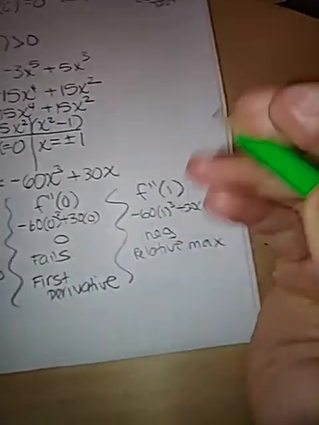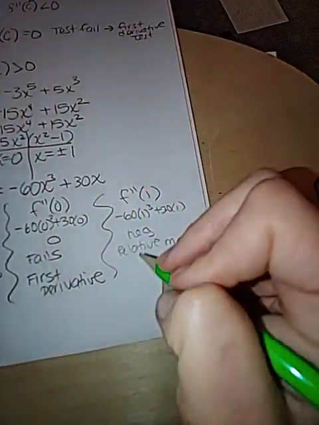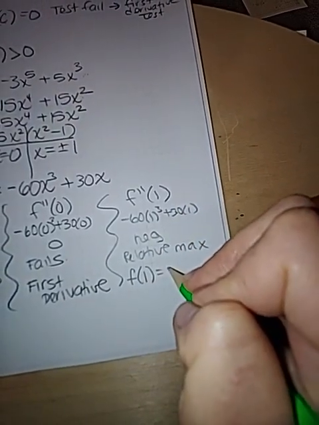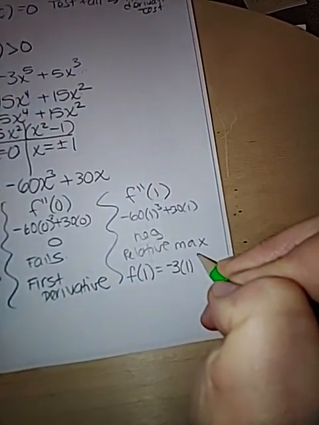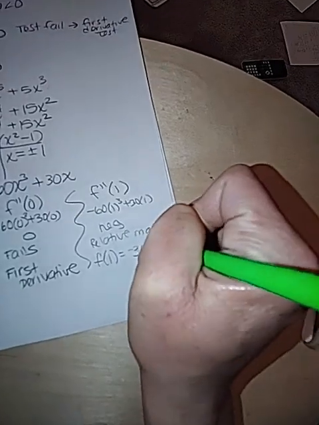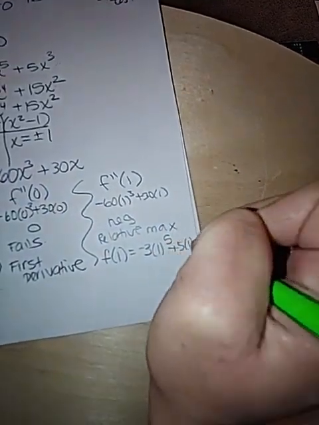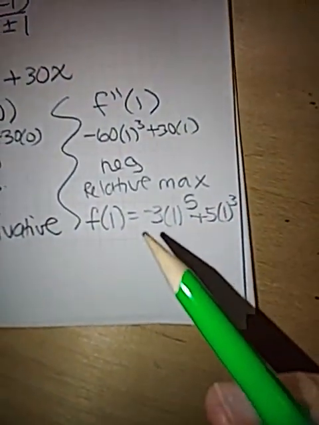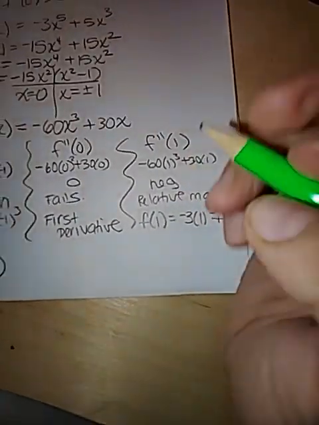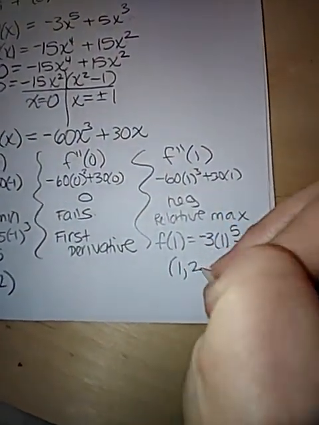And then my relative maximum, I'm going to plug in 1 into my original function. So negative 3 times 1 to the 5th plus 5 times 1 to the 3rd. So this is negative 3 plus 5 is 2. So this is 1, comma, 2.